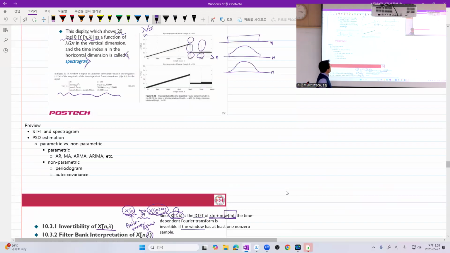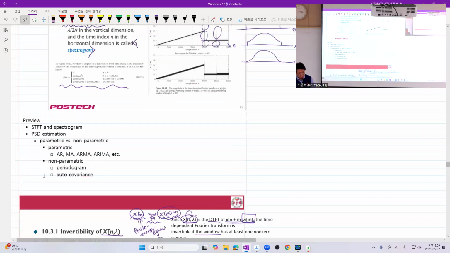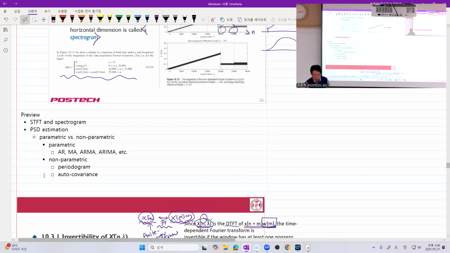Okay, here. So this small part is giving you a big picture. So we've seen the short-time Fourier transform and spectrogram to analyze a non-stationary signal. Actually, a non-stationary random process can also be similarly analyzed. So this is for non-stationary signals. And this part is more for stationary signals or stationary random processes.